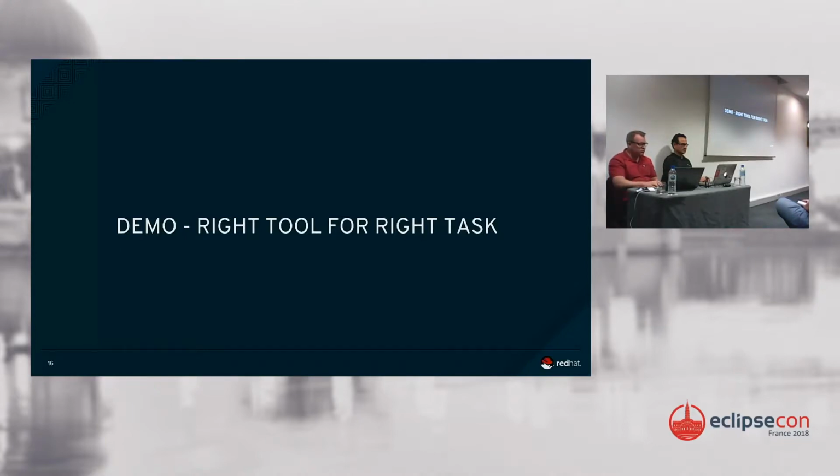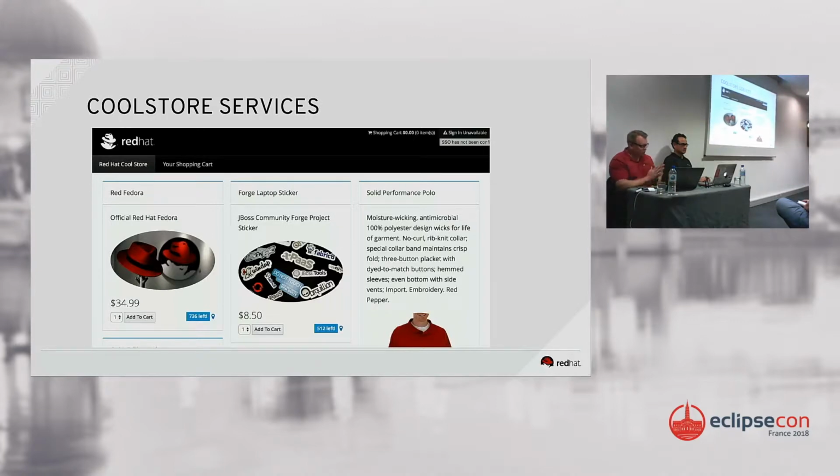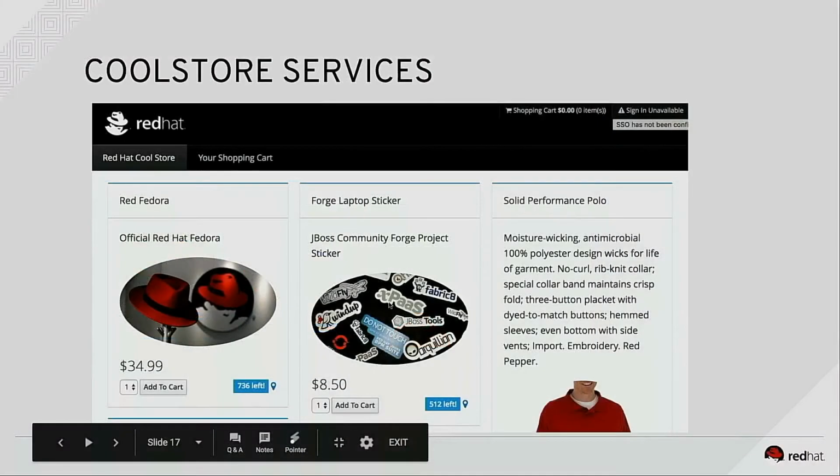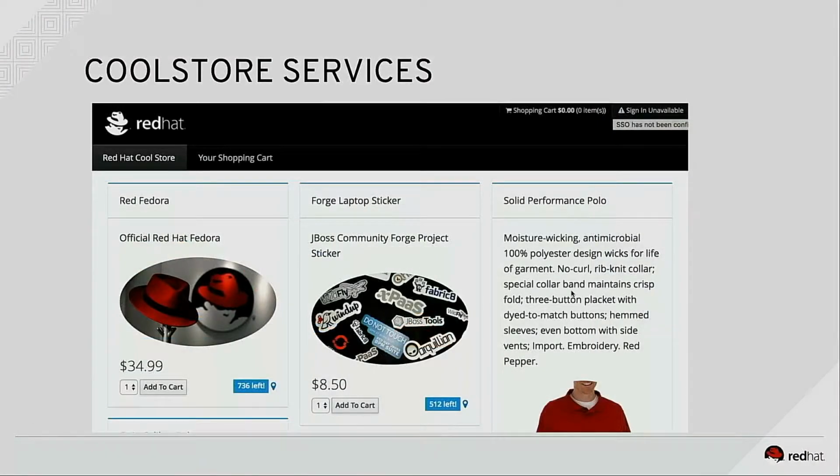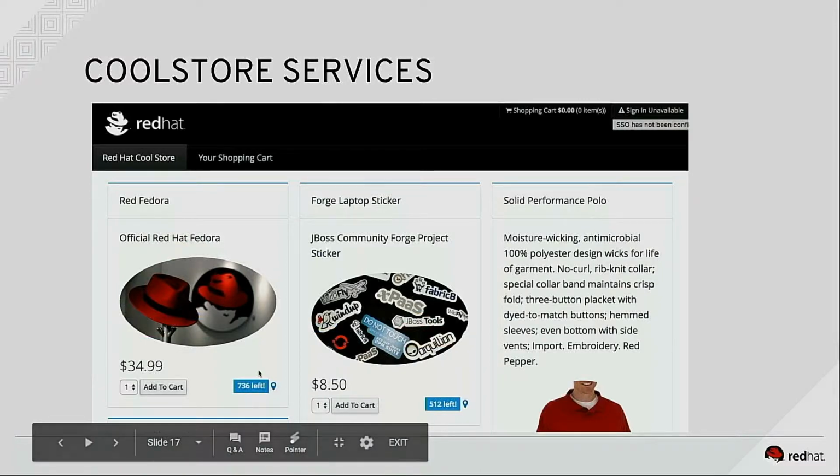So I'm going to switch mode a bit into a demo, and this demo is built on an application that we call COOLSTORE. It's basically a store where you can go in and buy cool stuff that's Red Hat logoed, etc. This COOLSTORE has an architecture where we simply have a product catalog, a list of different products that's being displayed. But it also has, for example, inventory data here.